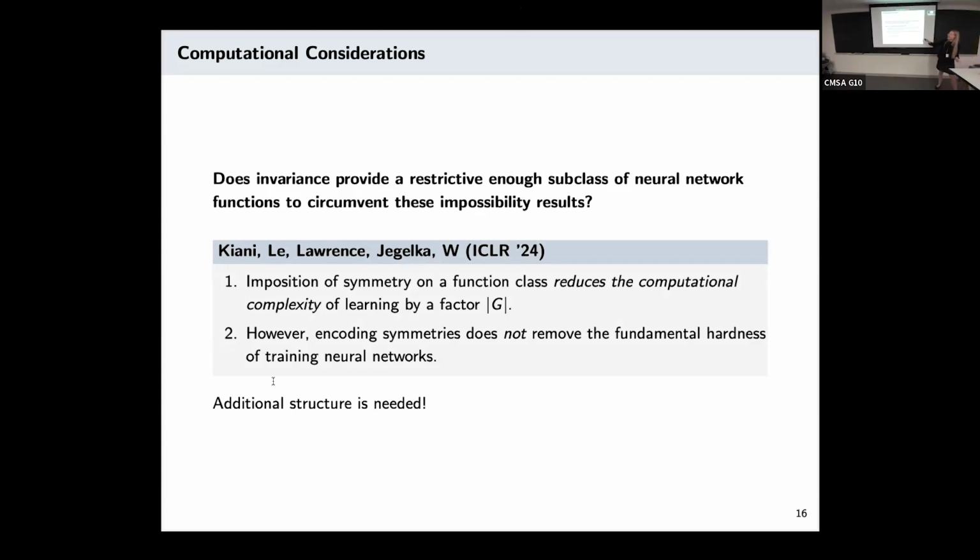We do get, as we would expect, a similar reduction to what we see in the sample complexity setting. So again, we get some factor that is proportional to the size of the group that gives us a reduction in the complexity, but that is not enough to go from exponential time to polynomial time.